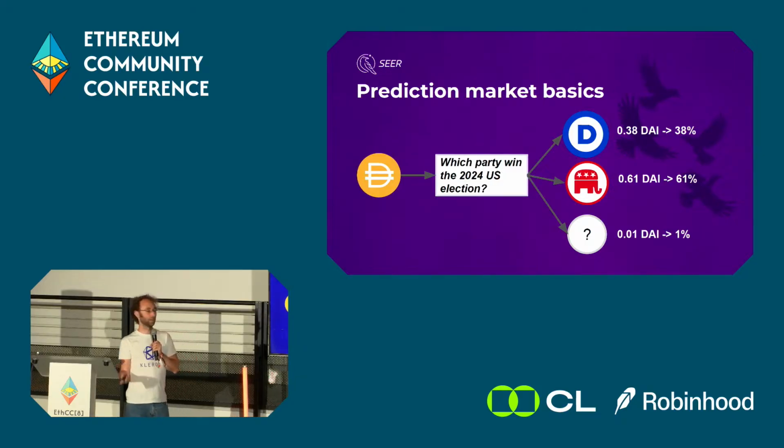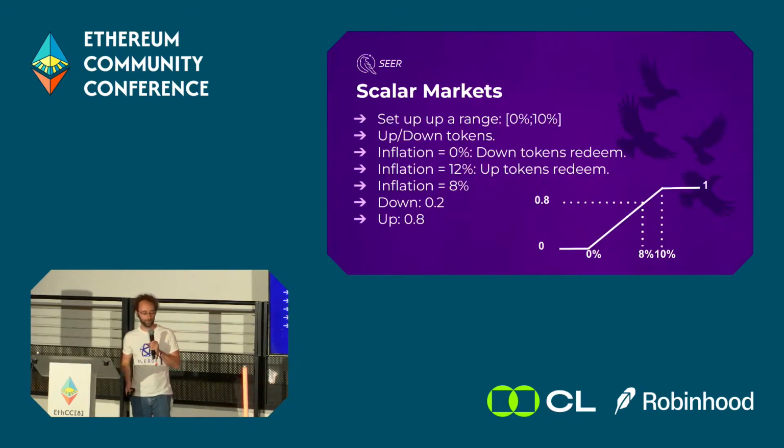At the end of the day, we know what the outcome is. So you use a subjective oracle for that, like Kleros. And in this case, you redeem the correct outcome for the underlying. So at the end, since the Republican won the election, all the Republican tokens got turned into DAI.